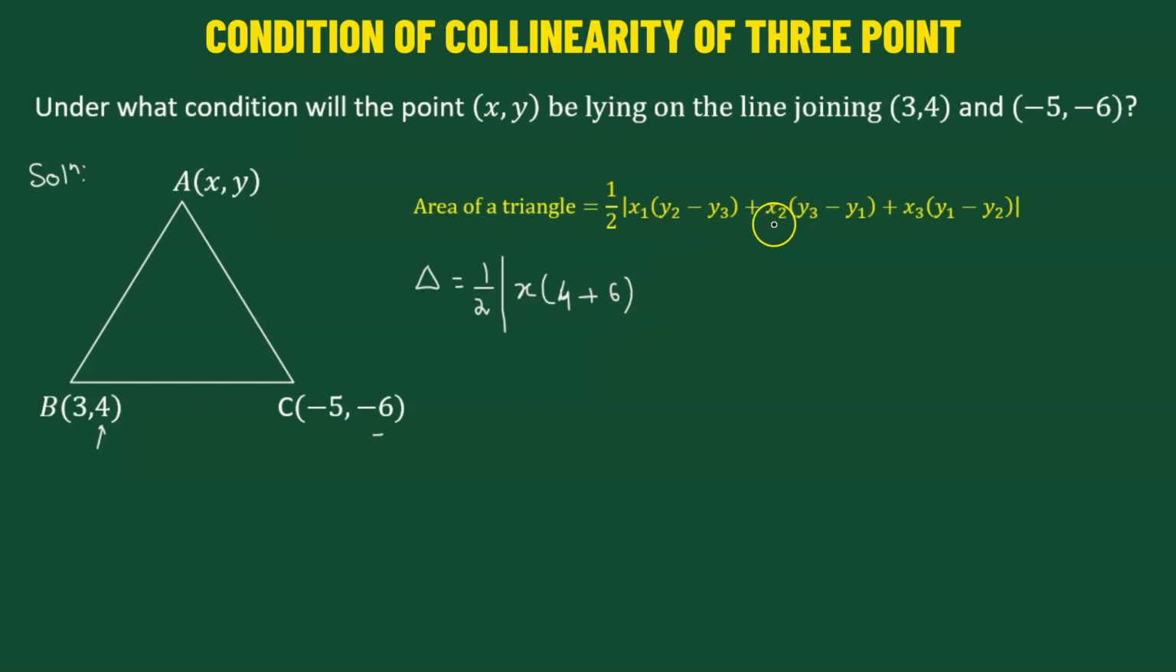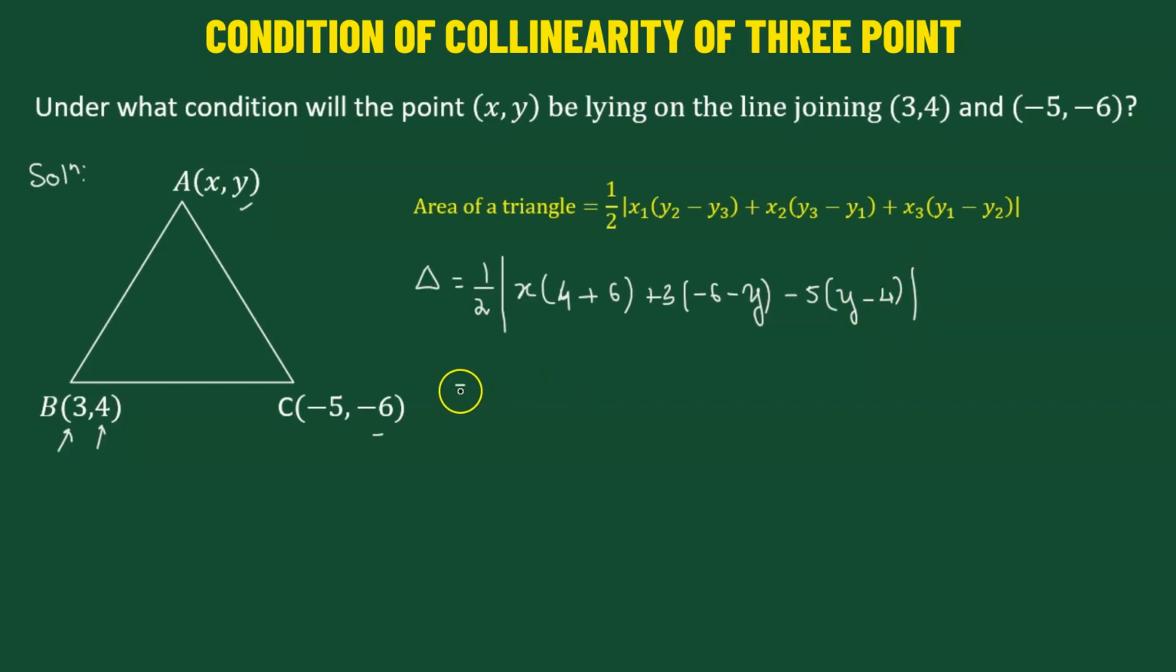Then we go to x2. x2 is going to correspond to the x coordinate of B, which is simply positive 3. And then this will get multiplied to y3 minus y1. So y3 is -6 and y1 will be y. We have -6 minus y. Then we go to the x coordinate of C, which is going to correspond to x3. So we have -5 multiplied to y1 minus y2. So that's going to be y minus 4.